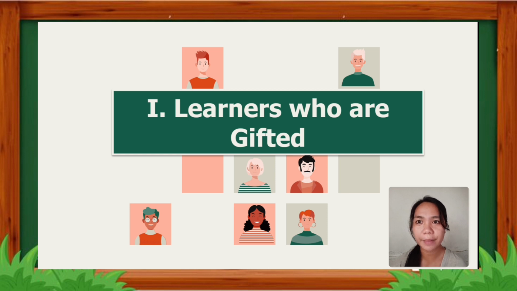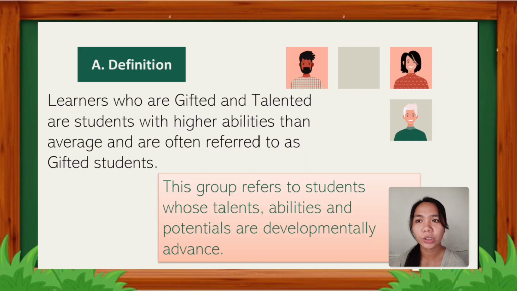So the first topic we're going to discuss is the learners who are gifted. Learners who are gifted and talented are students with higher abilities than average and are often referred to as gifted students. This group refers to students whose talents, abilities, and potentials are developmentally advanced. In short, children with abilities significantly above the norm.